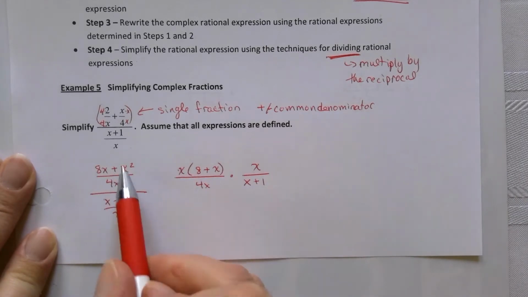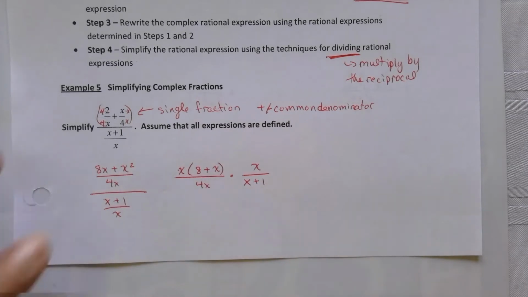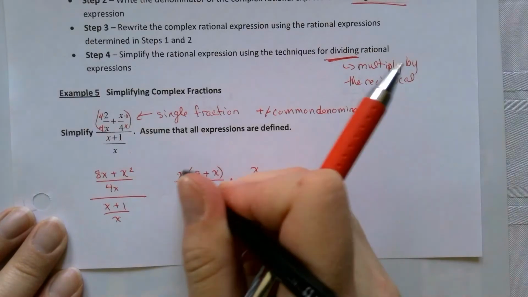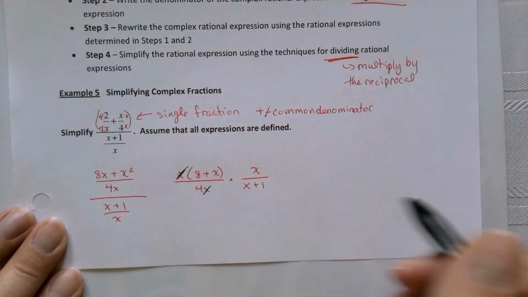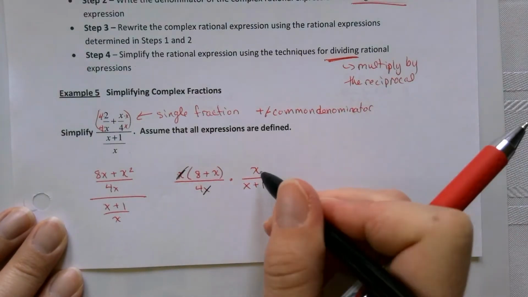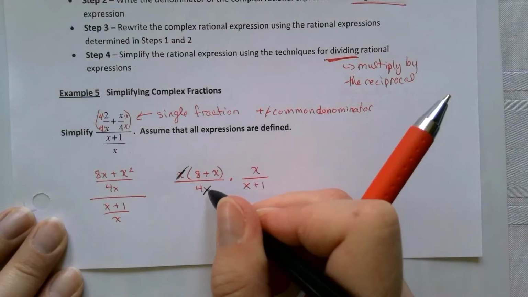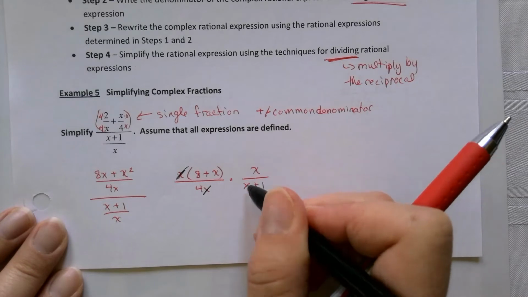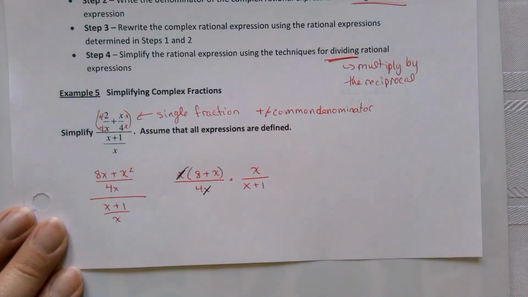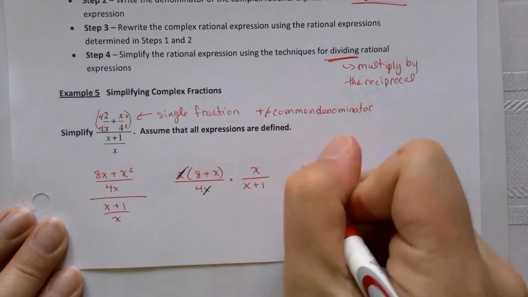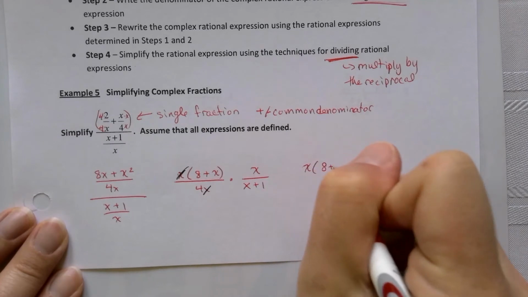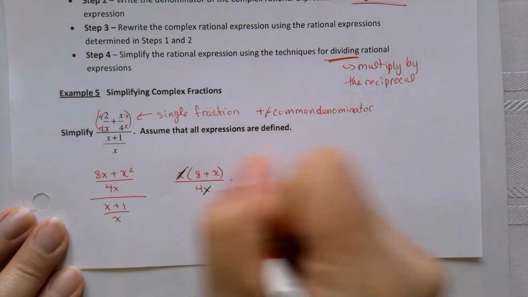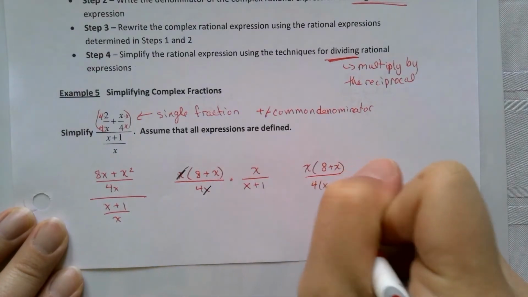So again, always factor GCF, anything you can. And then you can pick. I see that this x can cancel with that x. Or you could have canceled this x and that one there. So it's a 1-to-1 ratio. X plus 1 stays because you can't cancel out of all three. So I am left with x times 8 plus x all over 4 times x plus 1.